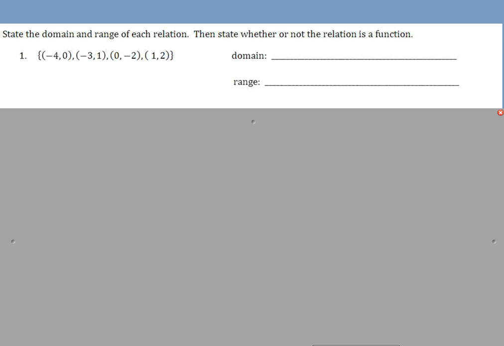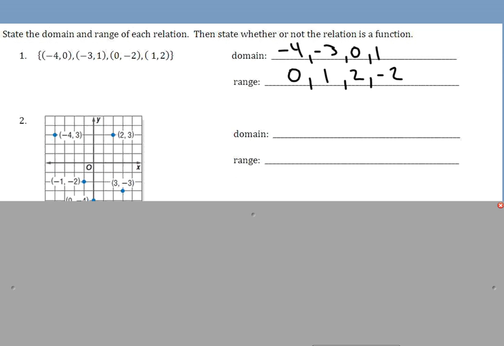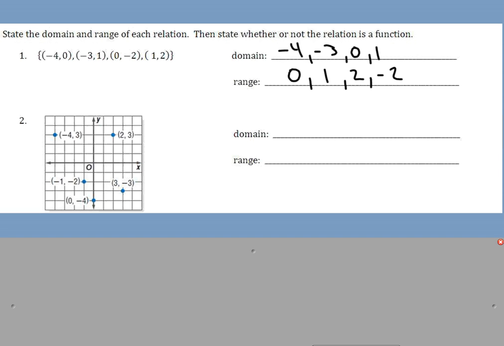So state your domain and range of each of these relations, and then tell me if it's a function. Well, domain remembers your x values. So you're looking at -4, -3, 0, and 1. Your range is your y values. So yeah, this is absolutely a function because everything in the domain is pointing to one thing in the range. All right, take a look at number 2, domain, all your x values.